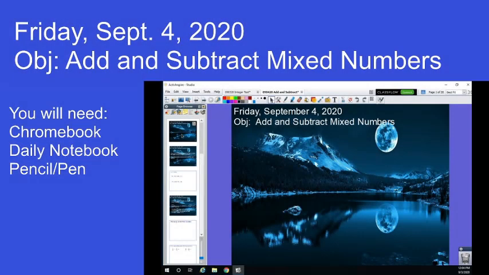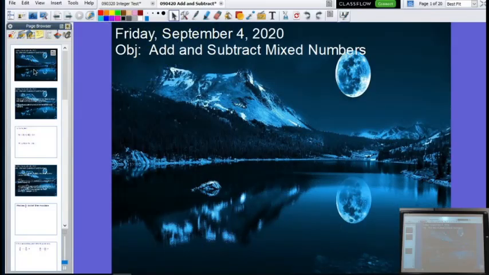Hello class. Today we're going to be looking at adding and subtracting mixed numbers. So what you're going to need for today is your Chromebook, your daily notebook, and your pencil or pen. Okay, today is going to be a 2-day lesson. We're going to do most of the lesson today and we will finish the lesson next Tuesday. Okay, so let's dive into this lesson.